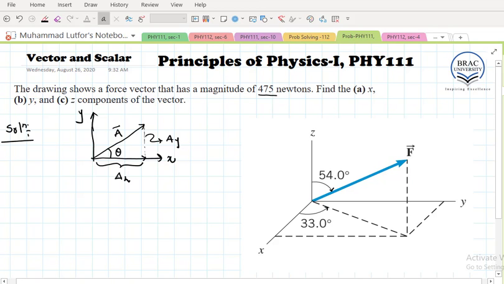That is the reason if I multiply this Ax by the unit vector i hat, that would be that vector, and if I multiply this one by the unit vector along the y direction, which is j hat, this will represent that vector. Now with this Ax i hat and Ay j hat connected head to tail, we can say that the resultant vector A would be Ax i hat plus Ay j hat, using the vector triangle law.